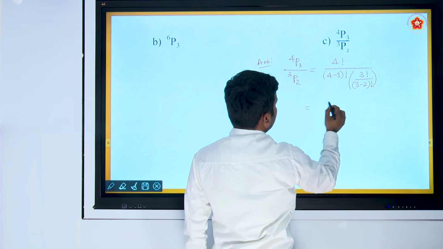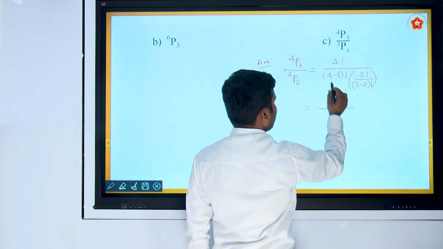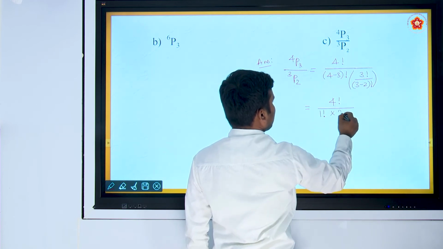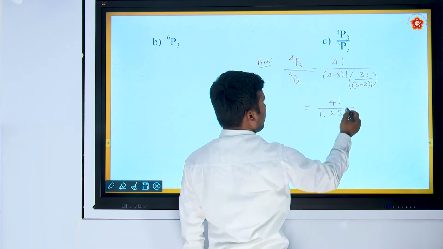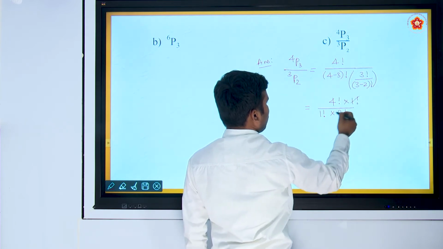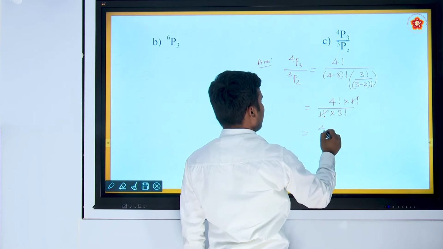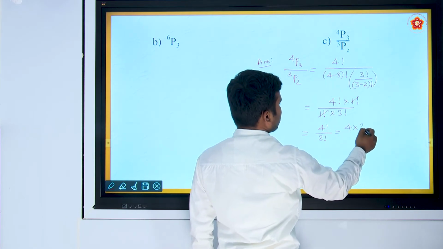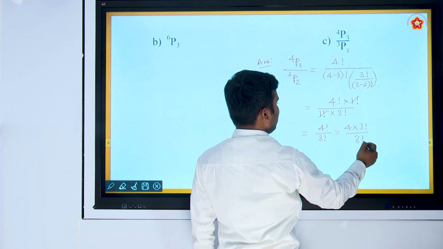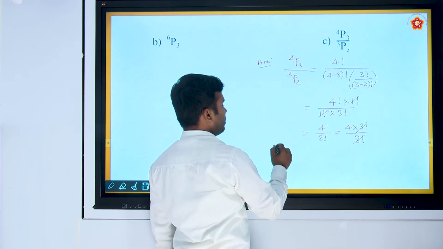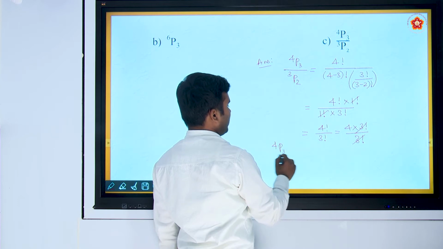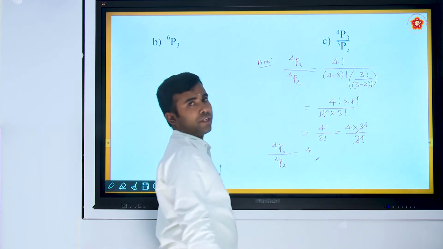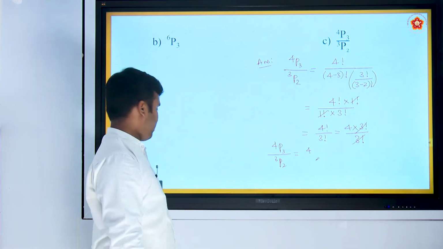4 factorial divided by (4 minus 3) factorial is 4 factorial divided by 1 factorial, into 1 factorial divided by 3 factorial over here. The 1 factorial gets cancelled. We are left with 4 factorial divided by 3 factorial, which is equal to 4 into 3 factorial divided by 3 factorial. The 3 factorial gets cancelled. So the value of 4P3 divided by 3P2 is equal to 4. This is the answer for the given problem.